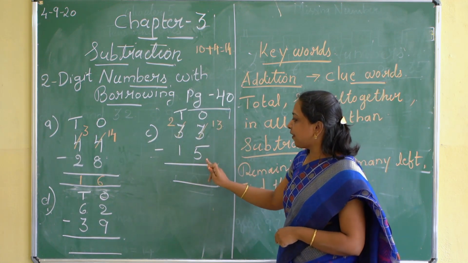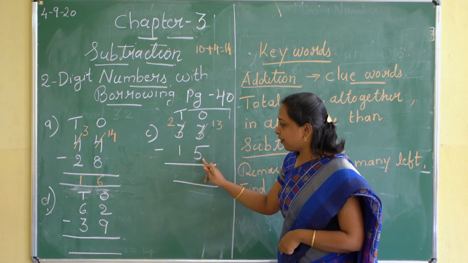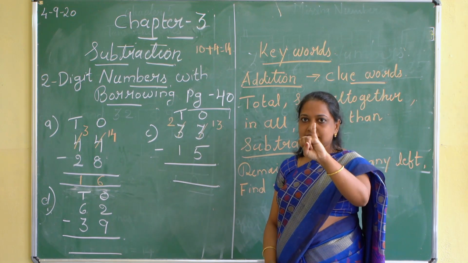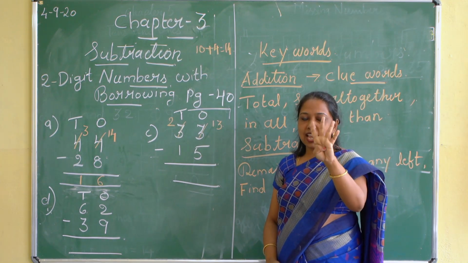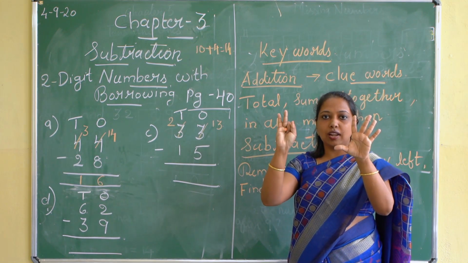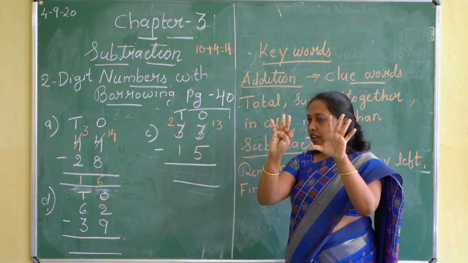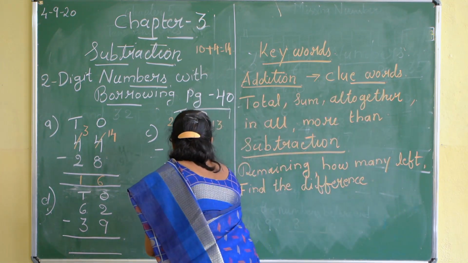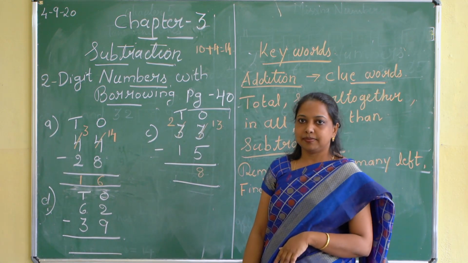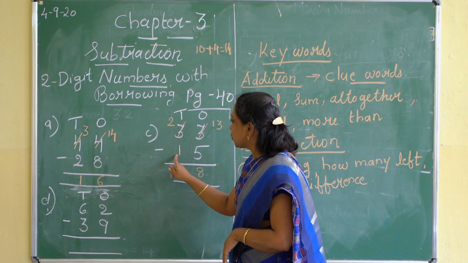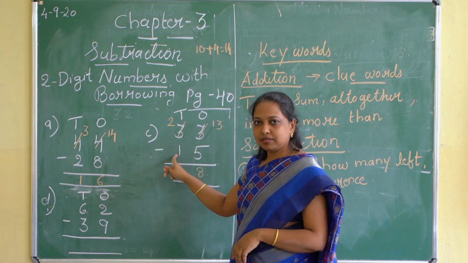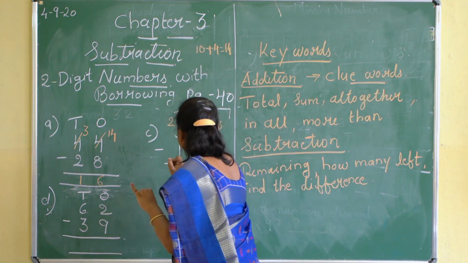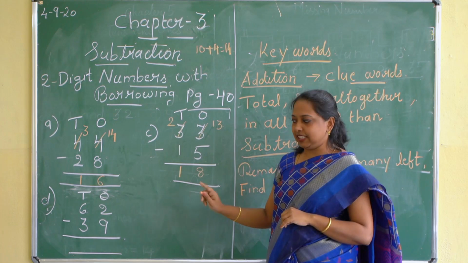Now 13 minus 5. You take the second number 5 and start from the next of 5. Next of 5 is 6, 7, 8, 9, 10, 11, 12, 13. Now you reach 13, and you got 8. Okay. Now 2 minus 1. Take the second number 1 and start counting from the next, 2. Easily you got 1. Now you got the answer 18.